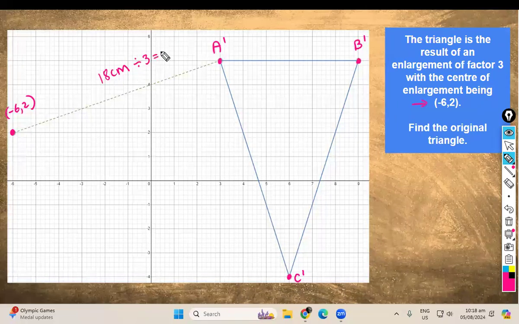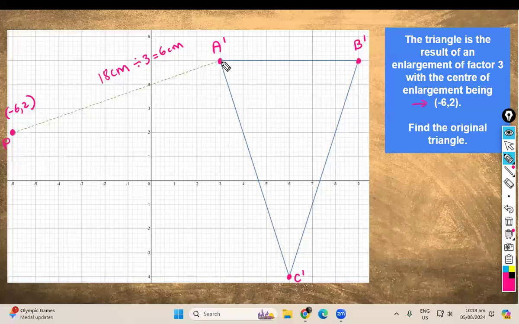18 divided by 3 is 6. Where are we going to measure the 6 centimeters from? From point P or from point A prime? Where are we going to measure the 6 centimeters from? P or A prime? Come, guys, some of you are getting it wrong.